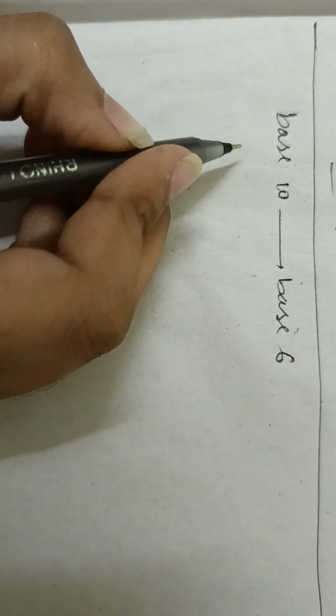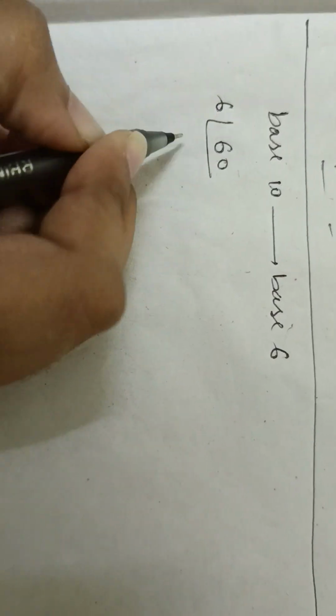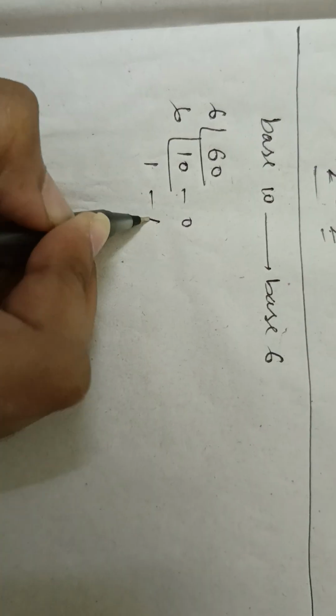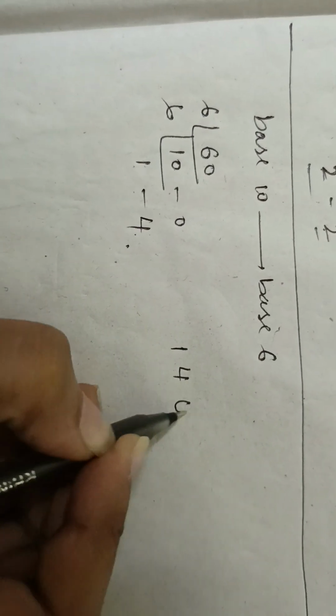Now converting a base 10 number to base 6. For example, 60. 6 tens are 60 and the remainder is 0. 6 ones are 6 and the remainder is 4. So the base 6 number will be 140.